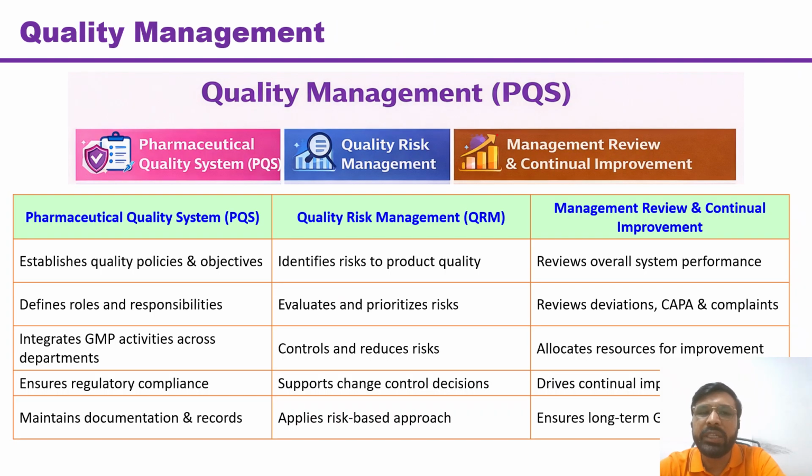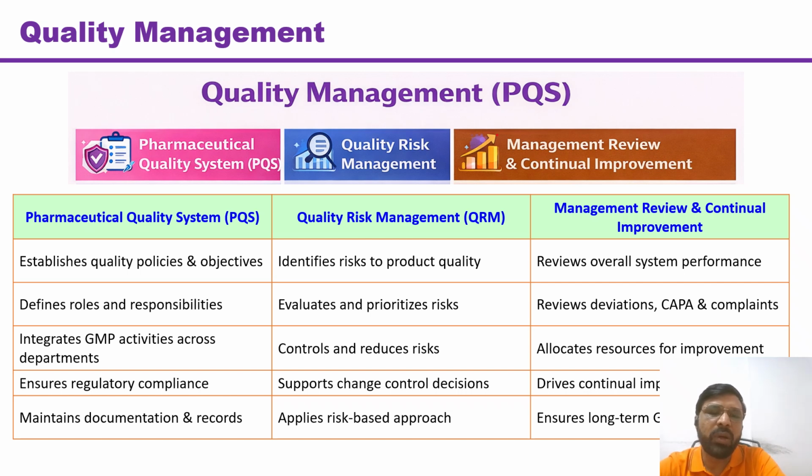Now we'll see the quality management system. The main pillar of the quality management system is the pharmaceutical quality system. It is also called PQS. Second one is quality risk management. Third one is management review and continual improvement. First of all, we'll see the pharmaceutical quality system, PQS.